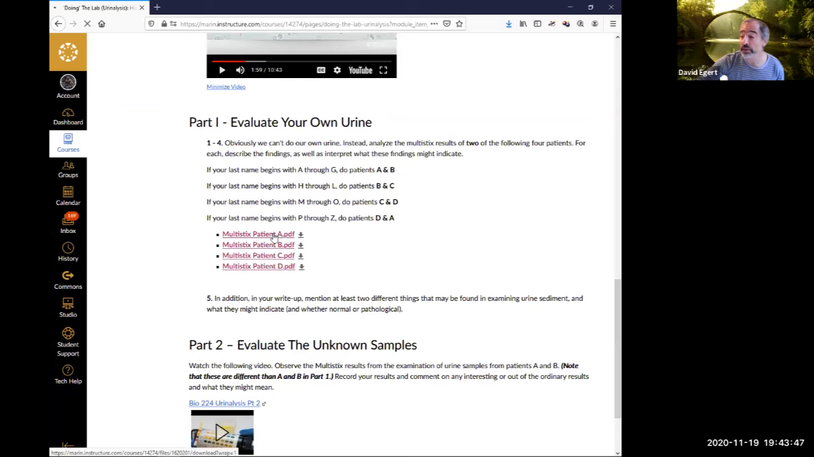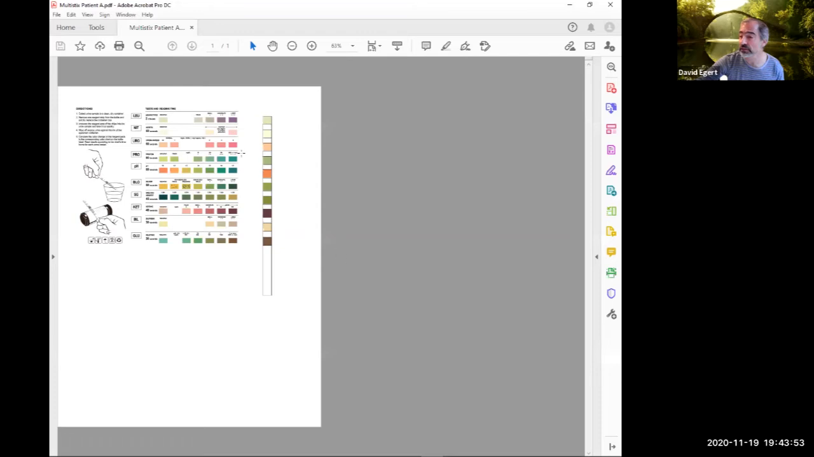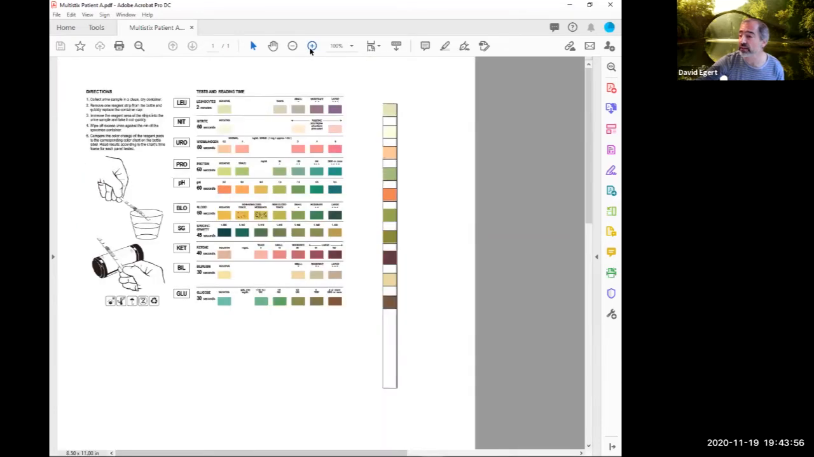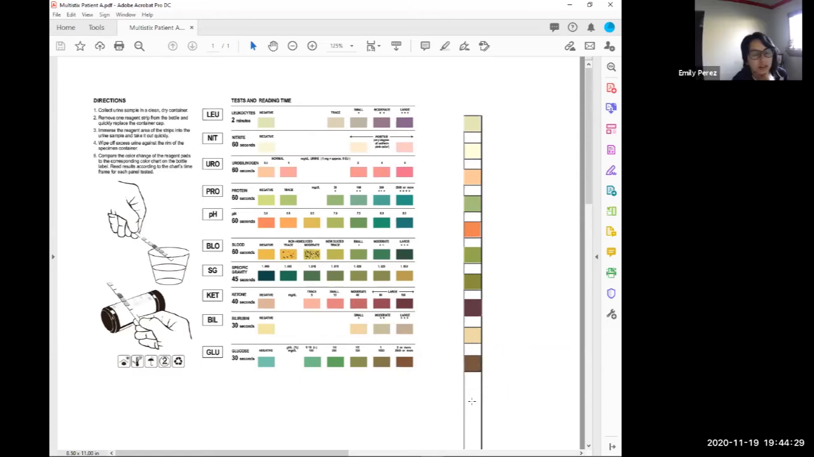I'll just open up patient A. It is a multi-stick, and what you need to do is evaluate what's going on there. Whoops, hold on, I've got a battery emergency. I think we're back. Again, just from the very first thing we're looking at, what is this telling us? There's a lot of glucose. A lot of glucose on this person.